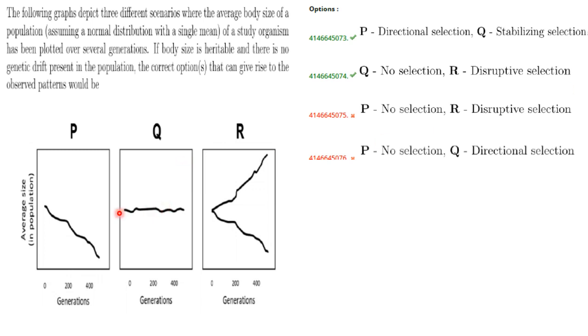Then Q is showing either no selection or a stabilizing selection, that is stabilizing selection in which genetic diversity decreases as the population stabilizes on a particular trait value. So it can be no selection or a stabilizing selection. So option 1 and 2 are correct.